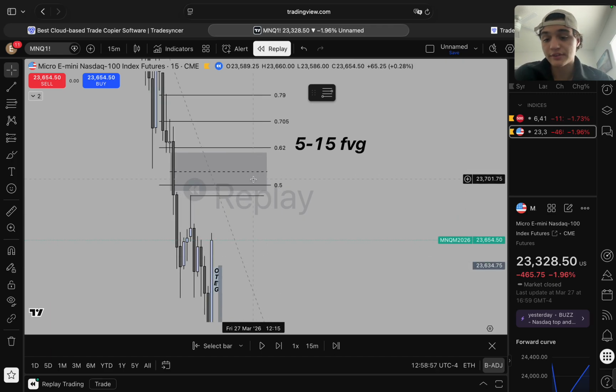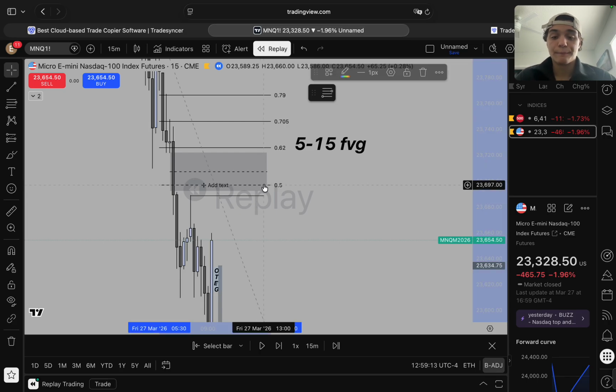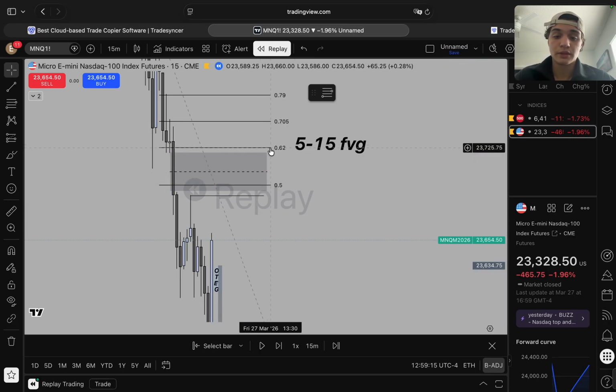But we can see that this gap is in a premium, so it's above equilibrium. So we just have a lot of reversals. That gap just looked beautiful to me. We're also taking out this 15 minute intermediate high. So I really did like that 15 minute gap. Now let me take this out.